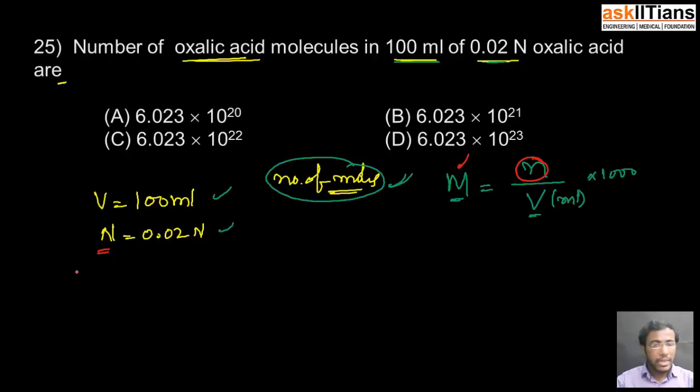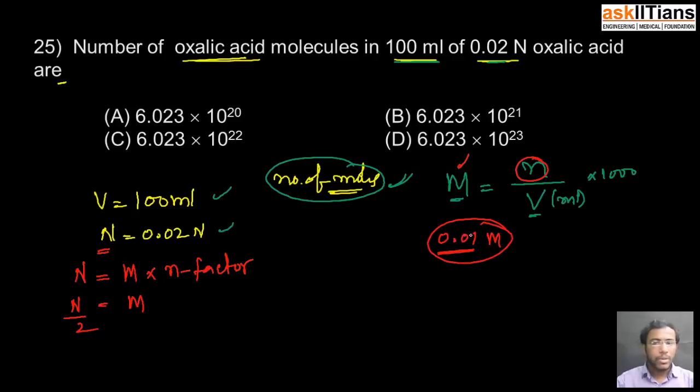If you recollect, normality is equal to molarity into n factor. For oxalic acid, since it is a dibasic acid, its n factor is 2. So its molarity is its normality divided by 2. Normality is 0.02, so its molarity is going to be 0.01 molar. If you multiply this molarity with volume, we'll get the number of moles.